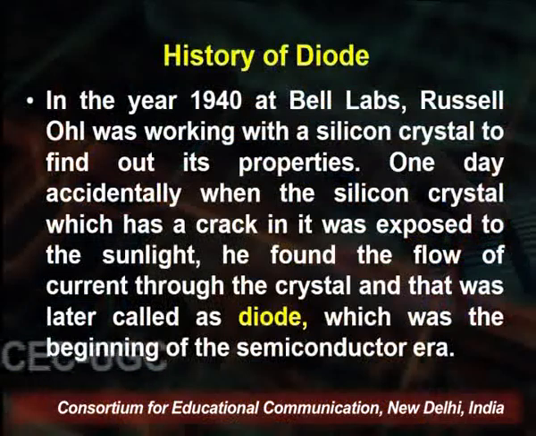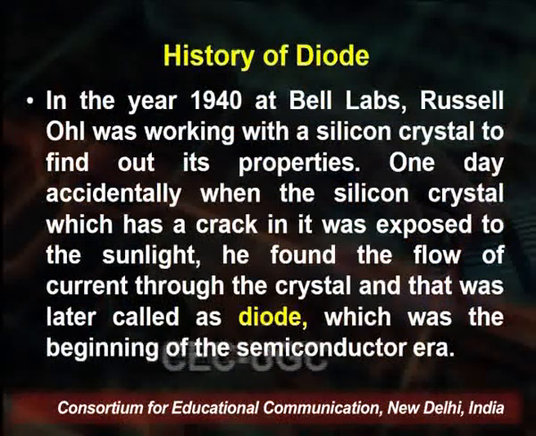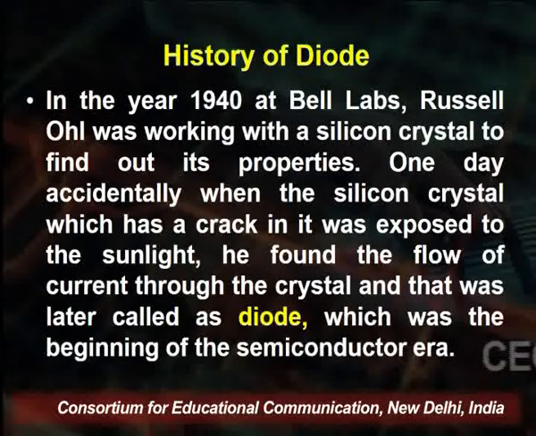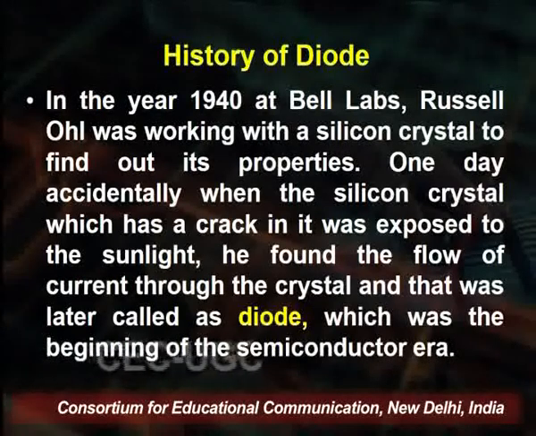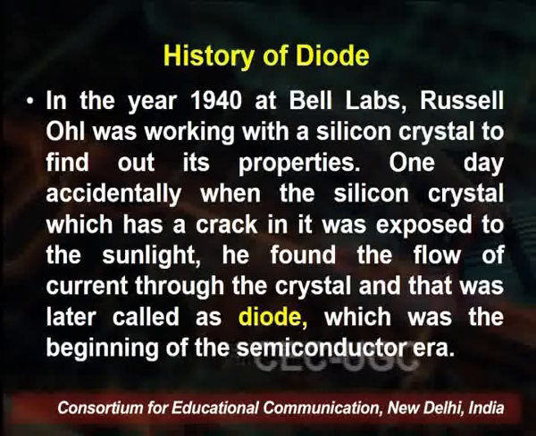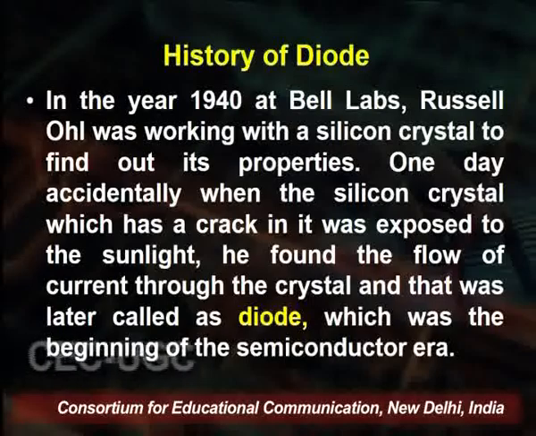What is the history behind the diode? In 1940 at Bell Labs it was discovered by Russell Ohl, who was just using a silicon crystal to find out its properties. Accidentally, when the silicon crystal, which had a crack in it, was exposed to sunlight, he found a flow of current through the crystal. That was later called the diode, which was the beginning of the era of the semiconductor.